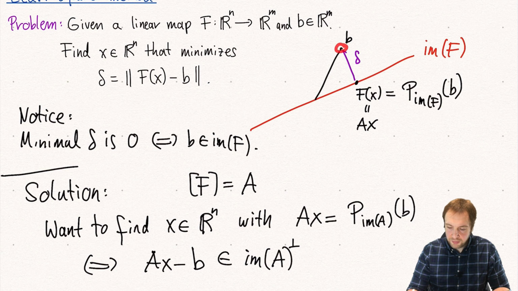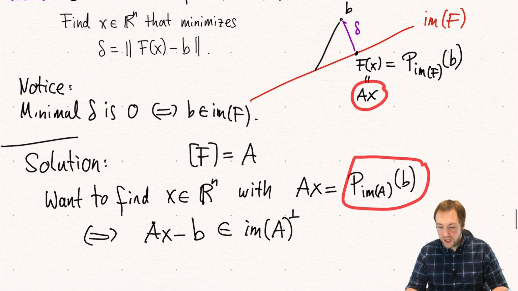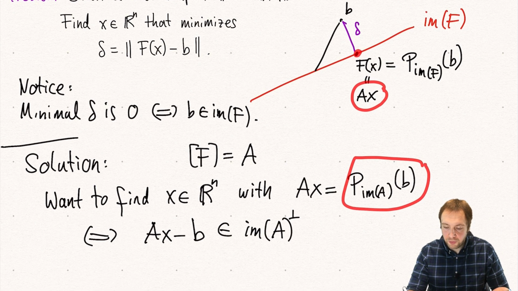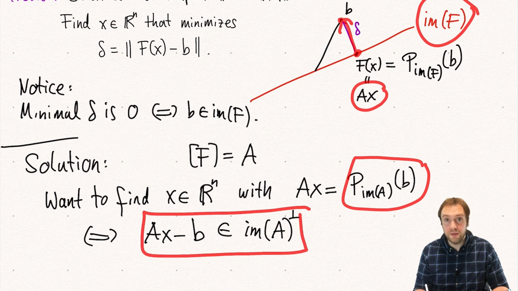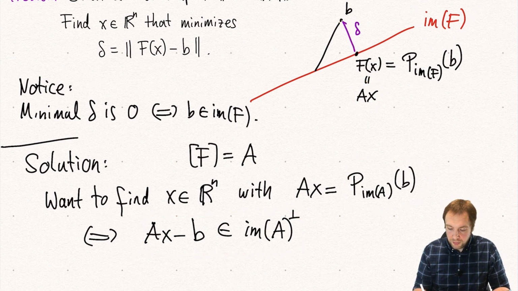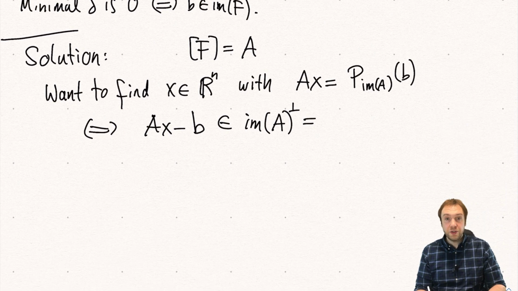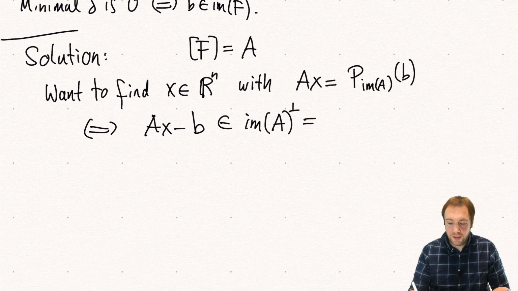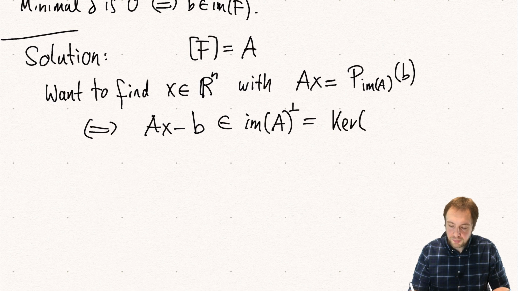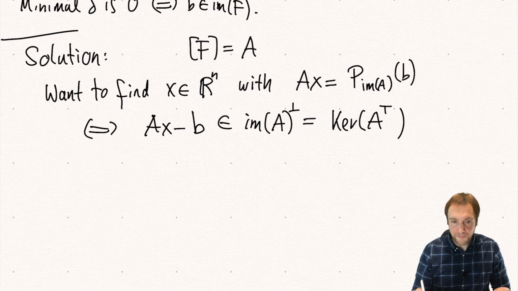Yeah, so because this is a vector here, if this Ax is the orthogonal projection, then the difference of this point Ax to the point P is orthogonal to the image of F, and therefore we have exactly this here. And now we learned, and this is why this proposition is so important, that the orthogonal complement of the image of A is the kernel of the transpose of A.